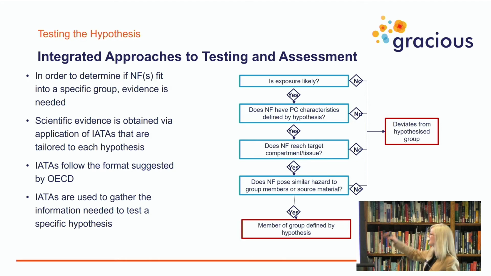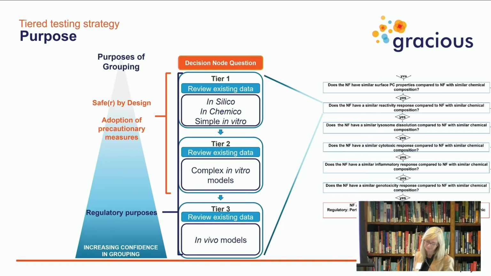And if you say yes to all of the questions, you accept your grouping hypothesis. And if you say no at any point, you're kicked out of the IATA and you can reject or change your grouping hypothesis. So how do you answer each of those questions? There are multiple ways to answer each question.